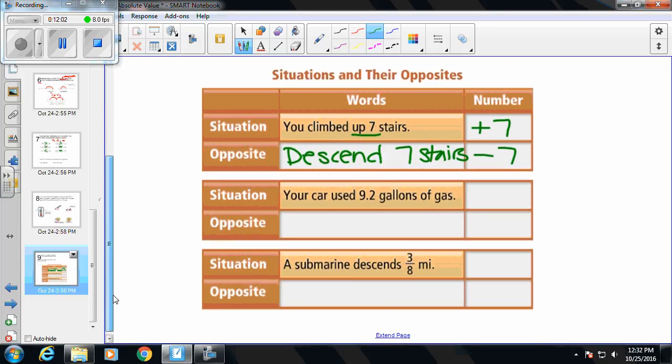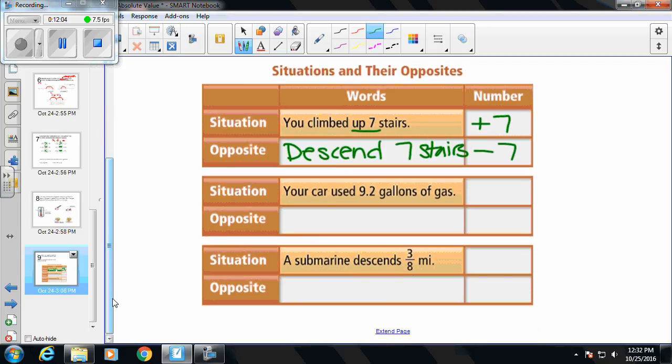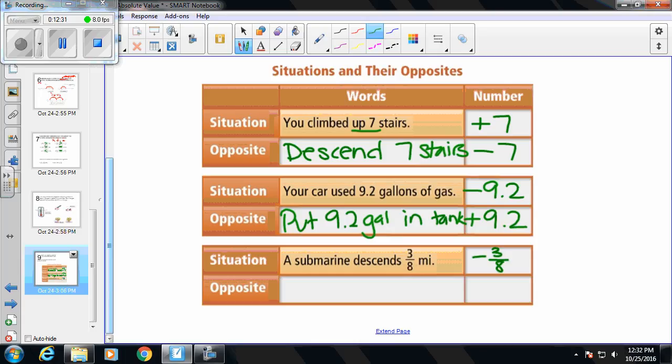Okay. Our car uses 9.2 gallons of gas. That's a loss. The opposite would be gaining 9.2 gallons of gas. And how do we gain gas? We fill our tank up. We put 9.2 gallons of gas in the tank. And the last one, a submarine descends -3/8 of a mile. So we're going to ascend 3/8 of a mile.